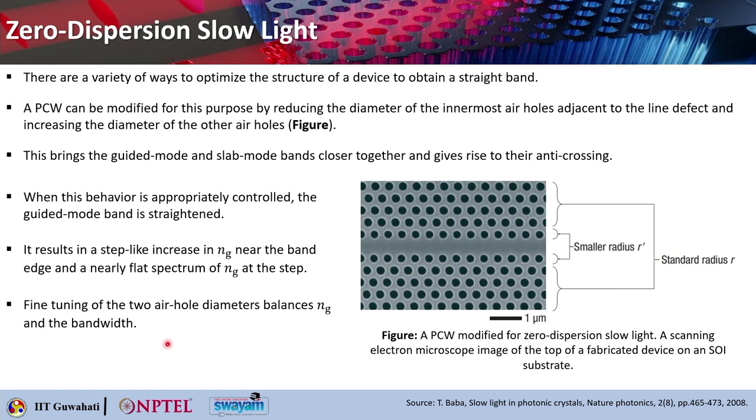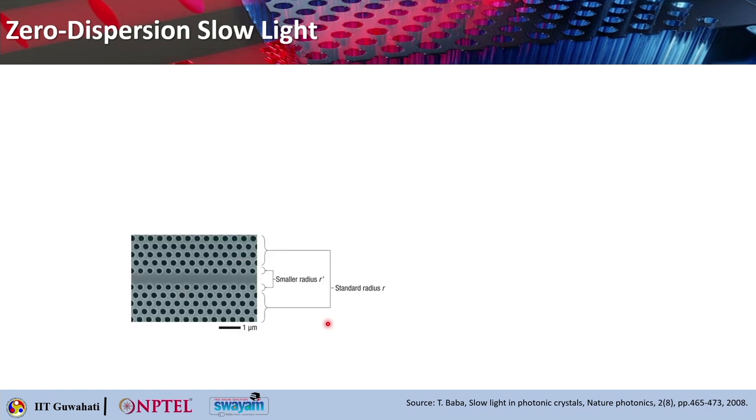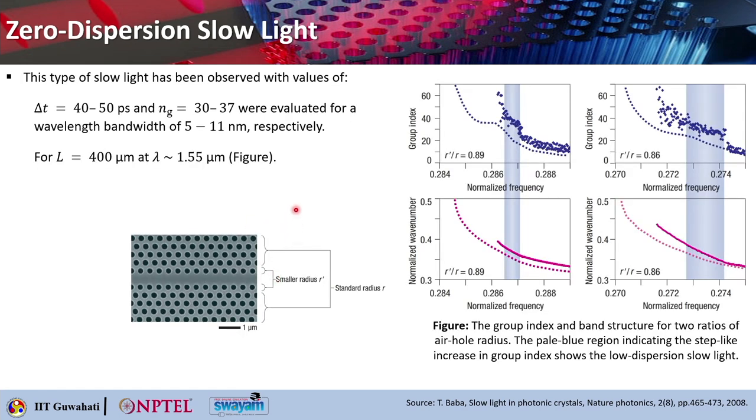So the fine tuning of the two air hole diameters, this and this, could balance the group index and the bandwidth. So this type of slow light has been observed with values of delta T of the order of 40 to 50 picosecond, and group index between 30 and 37 are evaluated for wavelength bandwidth of 5 to 10 nanometer respectively, and this is considered for L equals 400 micrometer at 1550 nanometer wavelength.